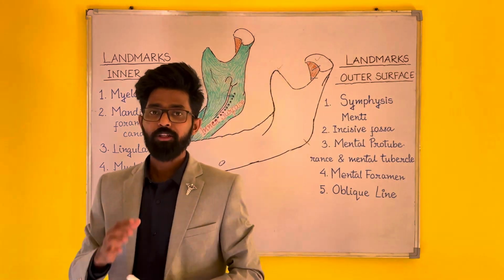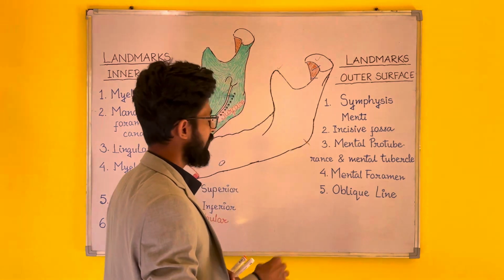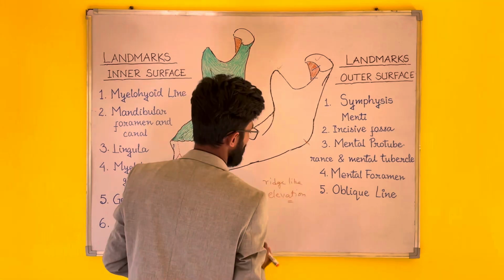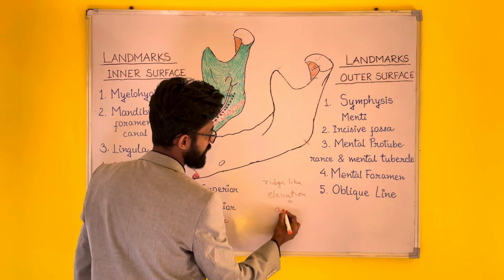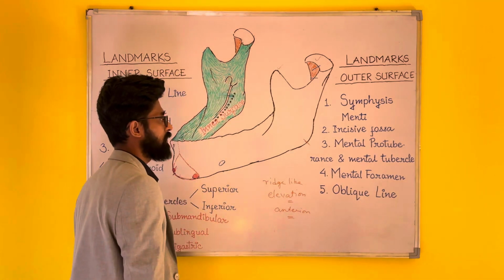So coming to symphysis menti. Symphysis menti is a faint ridge-like elevation present on the anterior aspect of the body of mandible.